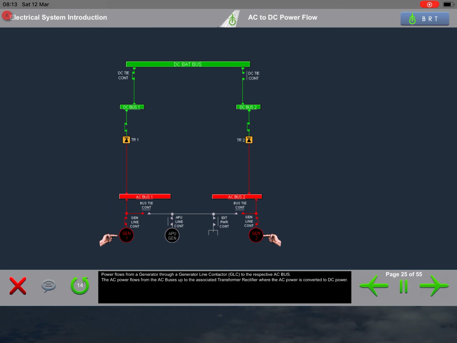Power flows from a generator through a generator line contactor, GLC, to the respective AC bus. The AC power flows from the AC buses up to the associated transformer rectifier, where the AC power is converted to DC power.